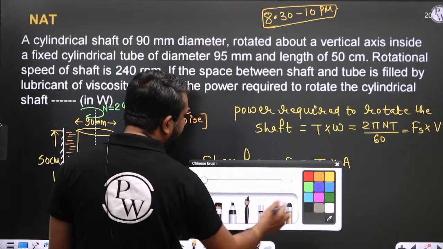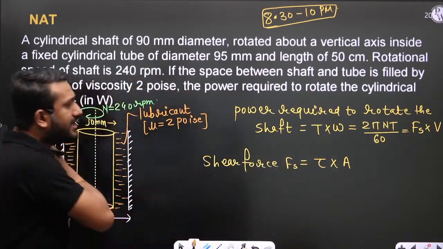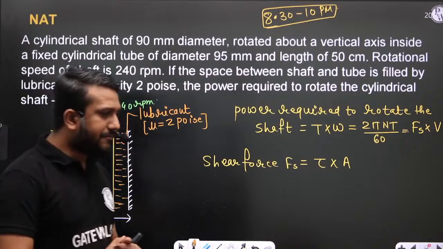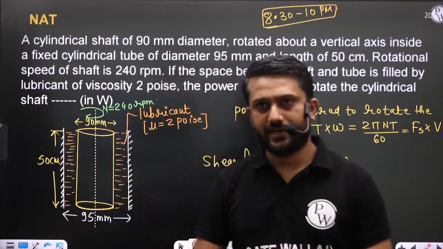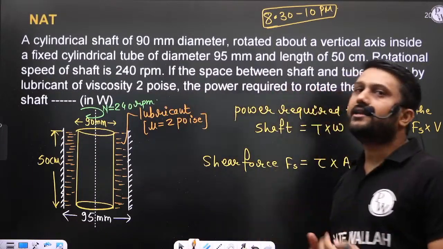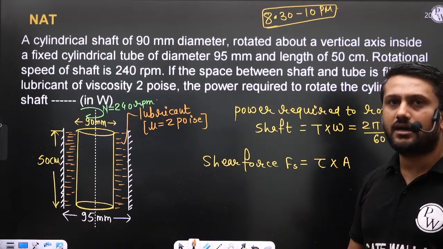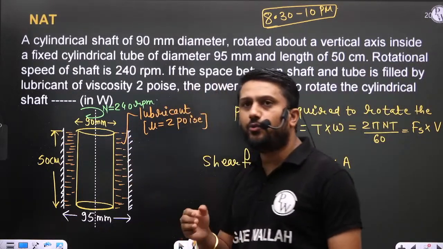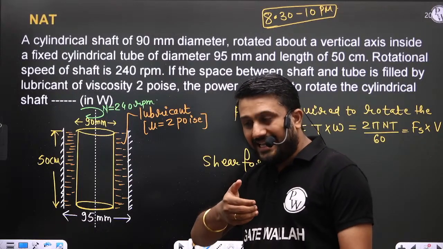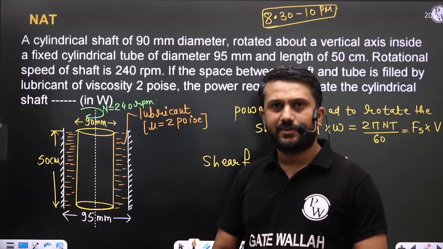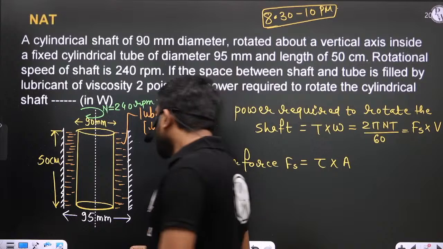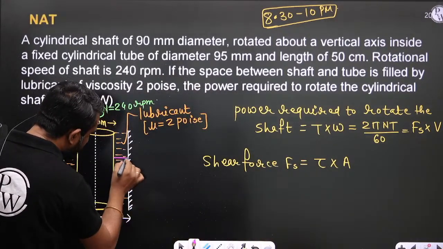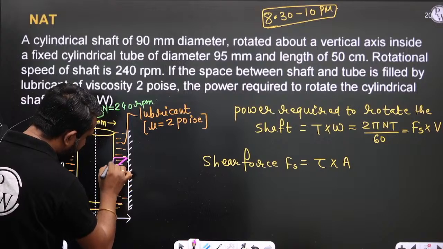Now again see, to calculate the tau, we have a very important tool, which is Newton's law of viscosity. And to apply Newton's law of viscosity, you must know the velocity variation in this lubricant, how velocity changes layer to layer. So whenever the velocity profile is not mentioned in the problem, then there is only one solution: assume the velocity profile as linear.